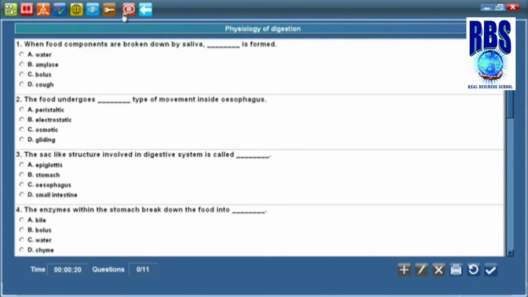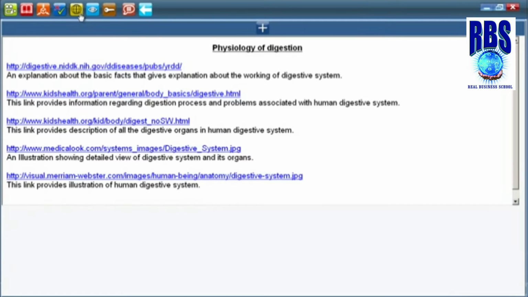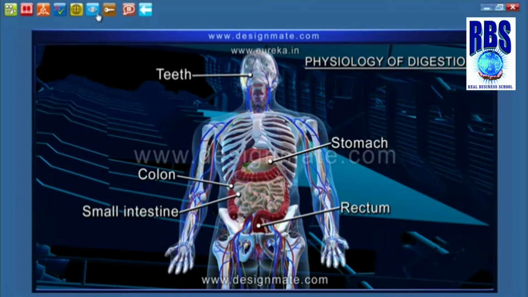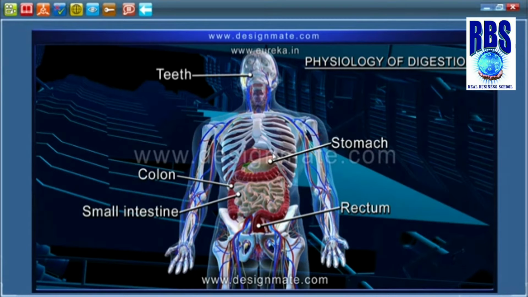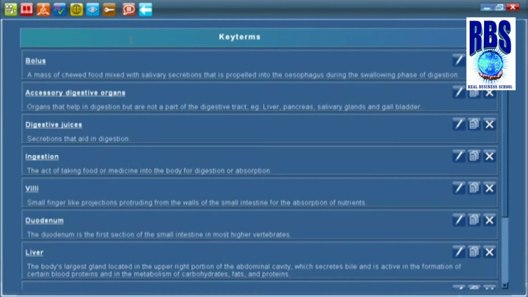Our next learning resource is web links. This contains the best links available on the internet on digestion. We have even given the facility to add your own links here. After this, we have an image. After that, we have key terms, the explanation of the key terms involved in the digestion process.